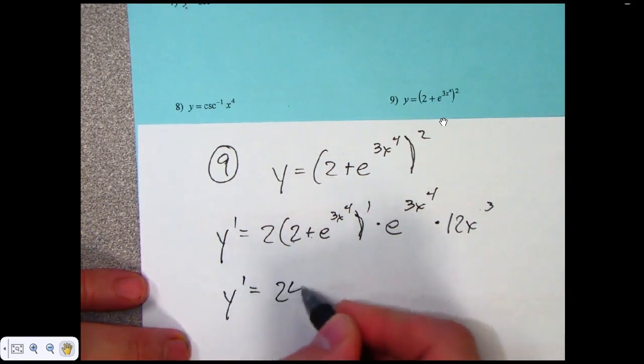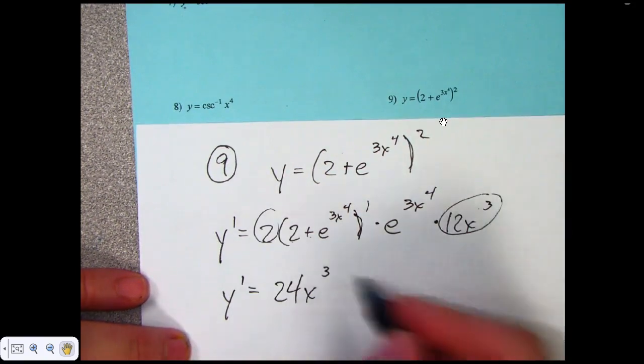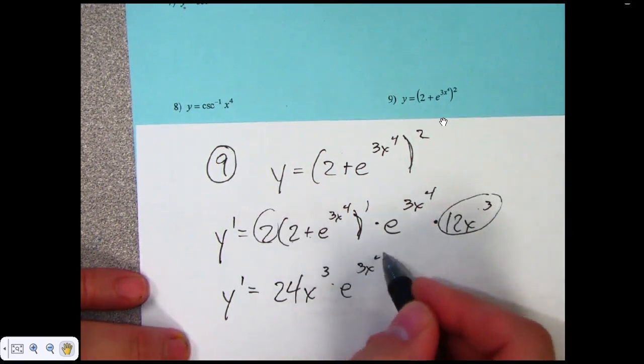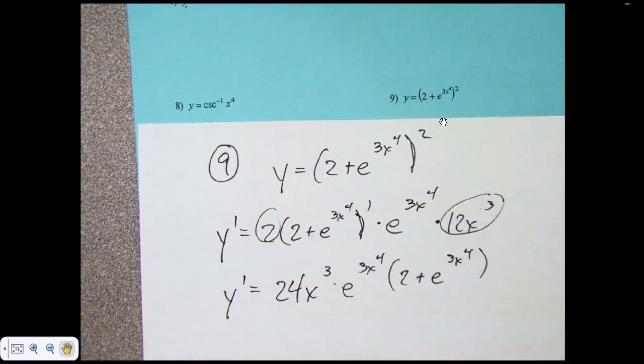If you wanted to combine the 2 and the 12x to the 3rd, you can. And then just kind of reordering. But this is not necessary. I'm just rewriting it in like the order I prefer, but my preference is not really relevant.